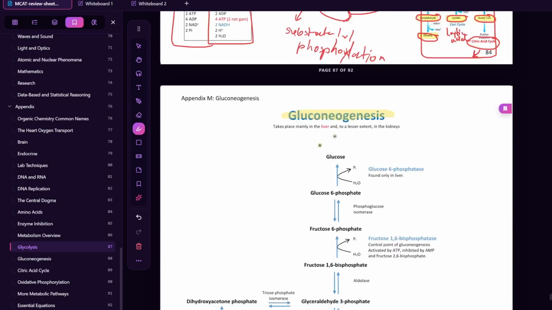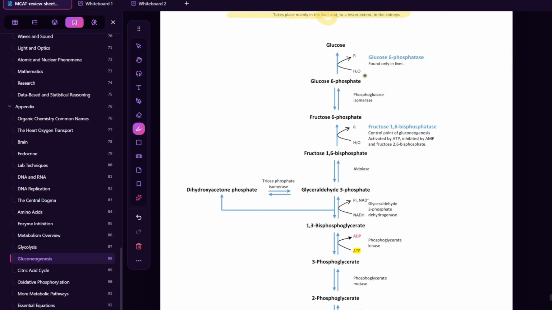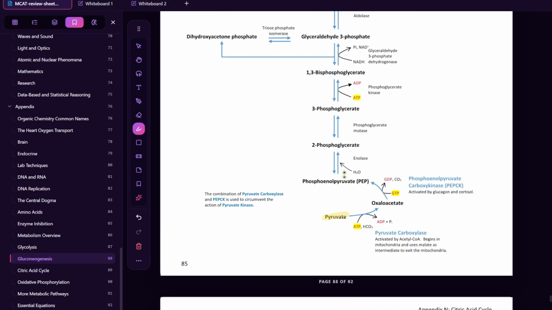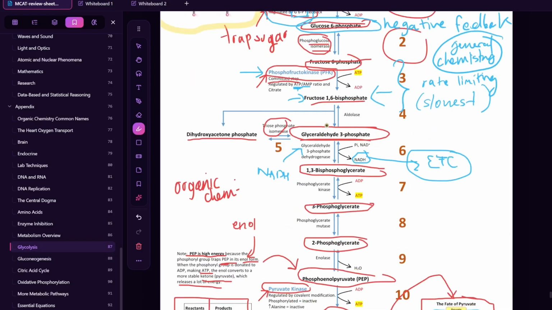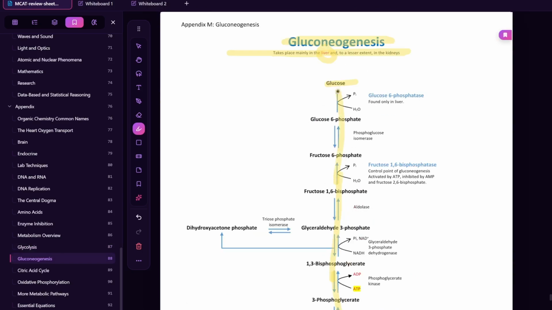And then we went over all of that. Gluconeogenesis takes place in the liver and to a lesser extent in the kidneys, but mostly in the liver. And so this is taking glucose and going to pyruvate. That's what it looks like from here. But if you learned it, we're actually going the opposite direction from pyruvate this way. That's what it really is.